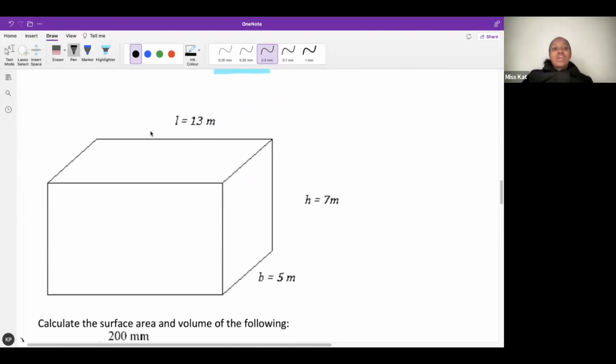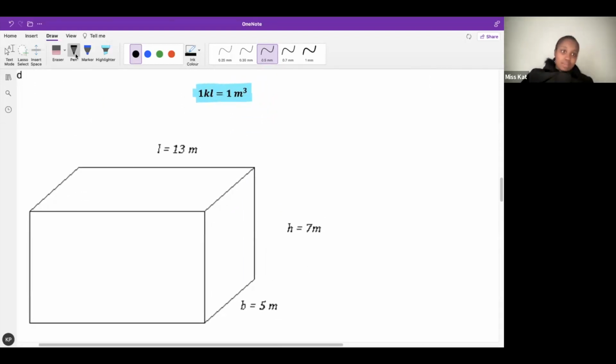Now let us practice with the same box that we had here. I want the volume and capacity of this box. Okay, let's start with the volume. Volume is area. It is area of base, but volume, what's the formula for volume? Thank you very much, Abu. Length times breadth times height. So what's the length of my box? 13 times 5 times 7. So what's my volume?